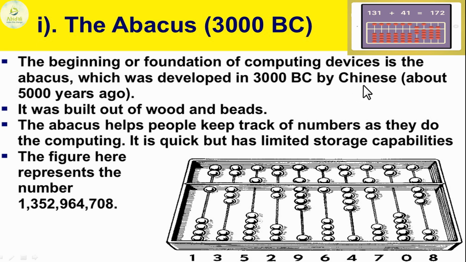It was developed in 3000 BC by the Chinese. See, China has come over here also. Roughly around 5000 years ago, the abacus was built. It was built out of wood, or some kind of plastic material nowadays, having beads around. These are the beads. Originally it was made with wood and beads, and these beads are used for counting. So the abacus helps people keep track of numbers as they do the computing. It is quick but has a limited storage capacity.